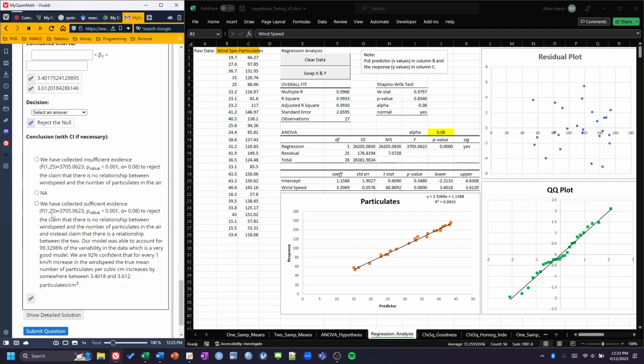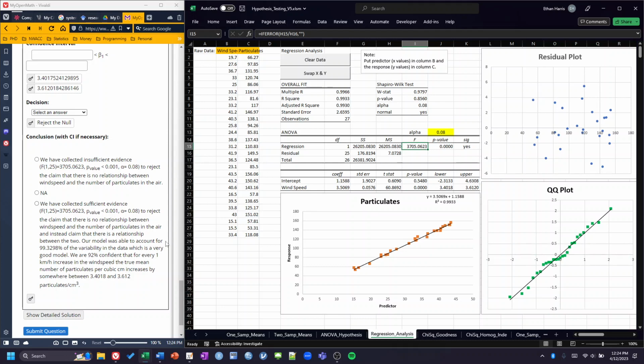So we have collected sufficient evidence. F 1,25. Okay, where did that 1,25 come from? Remember, degrees of freedom, our first one, and then the second one, 1 and 25, with our F value, 3705. And then we have our p-value, which is less than 0.001, and our alpha is 0.08, to reject the claim that there's no relationship between the wind speed and the number of particulates in the air, and instead claim that there is a relationship between the two.